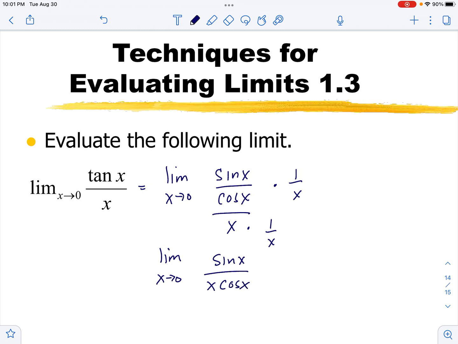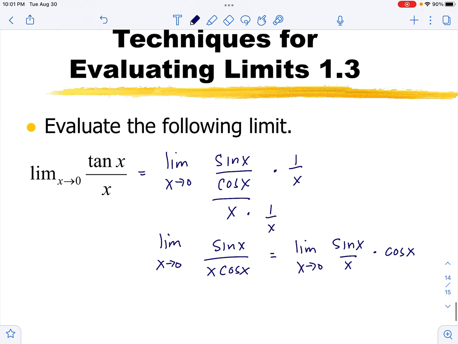Well, it doesn't look very helpful. So what I'm going to do is I want to make it look like those properties above. So I'm going to say the limit as x goes to 0 of the sine x over x times the cosine of x. Technically it's the same thing, it's just rewritten. Now it kind of looks like one of our properties, but now we have this product. So we are going to use that rule that we had earlier. We're going to say the limit as x goes to 0 of sine x over x times the limit as x goes to 0 of cosine of x.